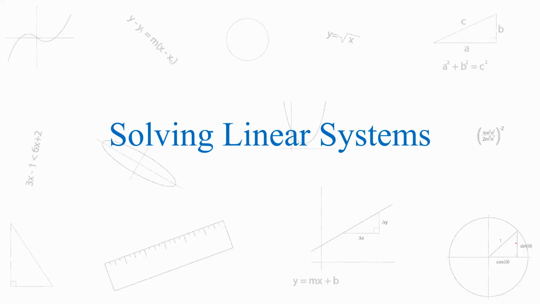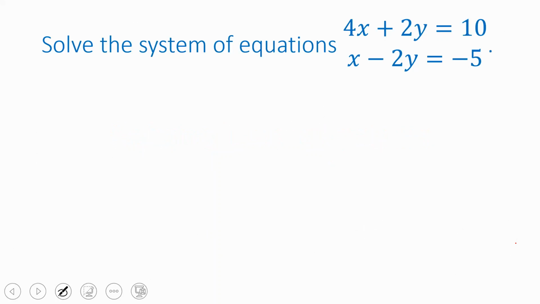This is a review of solving linear systems of equations. Here's an example of such a system. We have two equations, 4x plus 2y equals 10, and x minus 2y equals negative 5. And each of those equations we know represents a line in the xy plane.